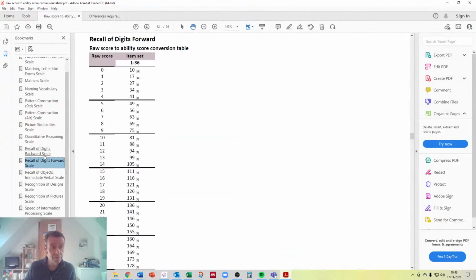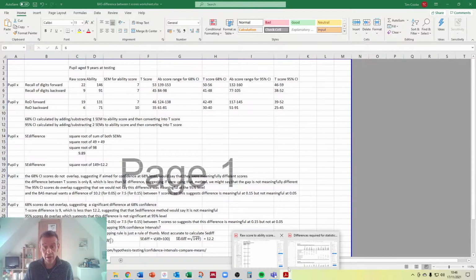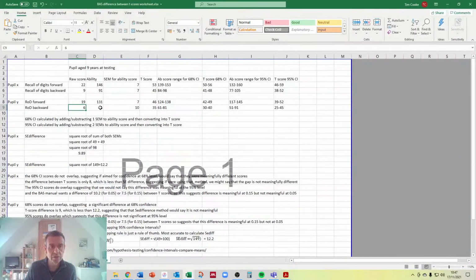Remember, we said a recall of digits forward score was 19, so that's going to be 131 is the ability score with a difference of 7 either side. And you can see that I've written 131 with a standard error of the mean of 7. For recall of digits backwards, we said that the raw score was 6, so we're expecting 71 ability and 10 standard error of the mean. So we're going to go to here. Recall of digits backwards was 6, 71 and 10. So I'm fairly confident that I have calculated those two things correctly.